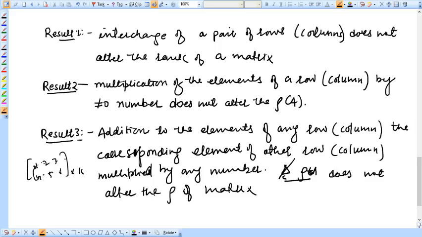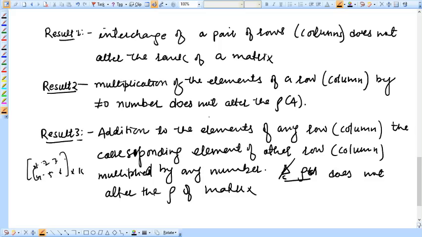So see here, the first elementary operation was interchange of any pair of lines, the second was multiplication of the elements of any line by a non-zero number, and the third operation was addition to the elements of any line the corresponding elements of another line multiplied by any number, right? So when all the three operations are applied on the matrix, it is not changing the rank of the matrix.